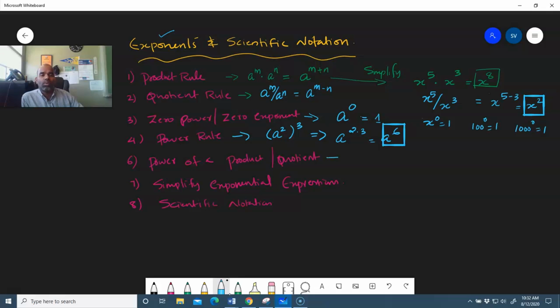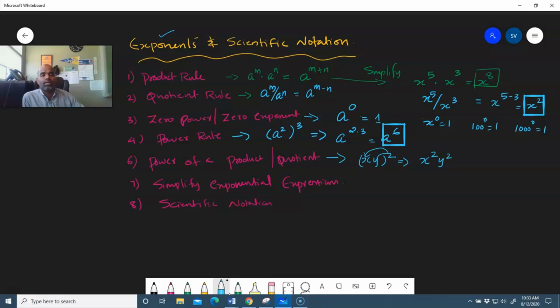And another one is power of a product or quotient. So the question is like this: (xy) to the power 2. This is a product. How will it work? Whether it is a product or a quotient, if the exponent is outside the parenthesis for two terms inside the bracket, you need to distribute the exponent to both of these two terms, to x and y. So my answer is x to the power 2, y to the power 2.